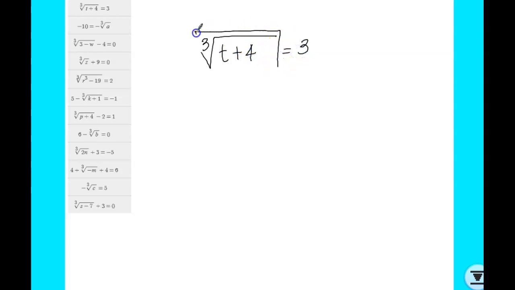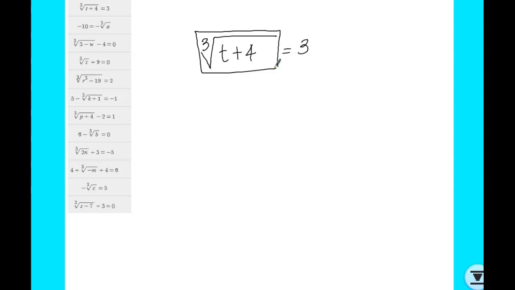We want to try and isolate the radical first. So if there's anything that's being added or subtracted outside of the radical, we want to get rid of that first. And then we want to make sure that that radical is positive. So if there are any negatives with it, we want to get rid of the negatives by multiplying or dividing by -1. And once we have that taken care of, then we can get rid of that radical sign.